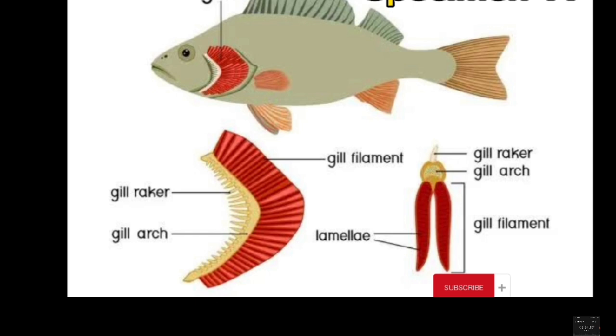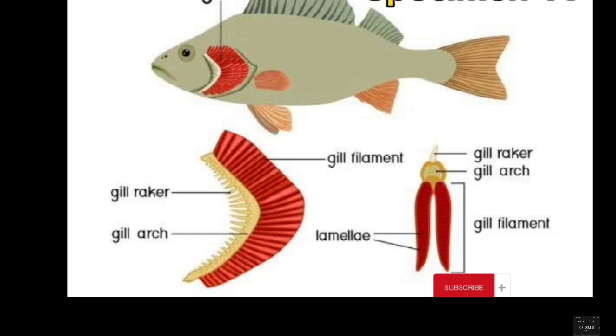So let's go back to the difference between specimen A, which is a gill, and specimen C, which is the lungs of the domestic fowl. Now under the gill, you write the presence of gill rakers. Rakers is spelled RAKERS. Then under the lungs, you write absence of gill rakers, or gill rakers are absent. Then the next point, you have the gill arch is present. Under the lungs, gill arch is absent. Arch is spelled ARCH.